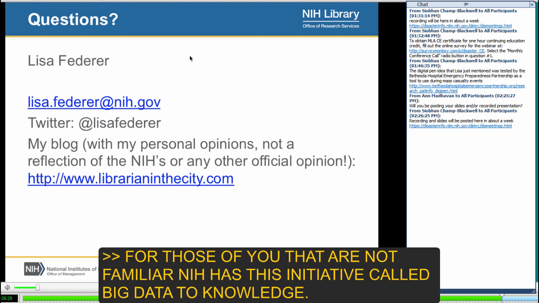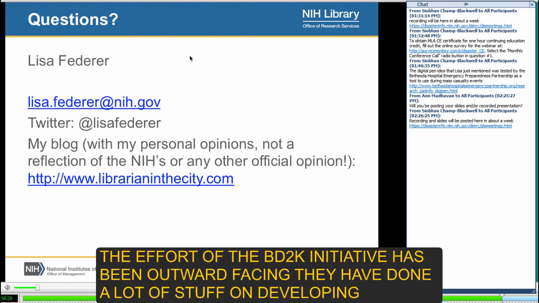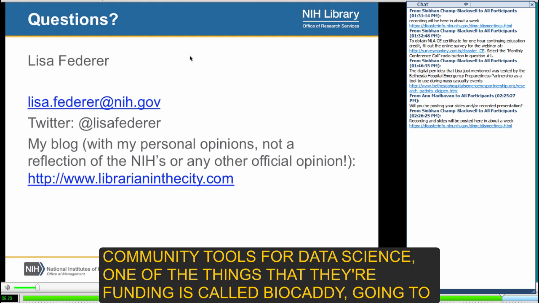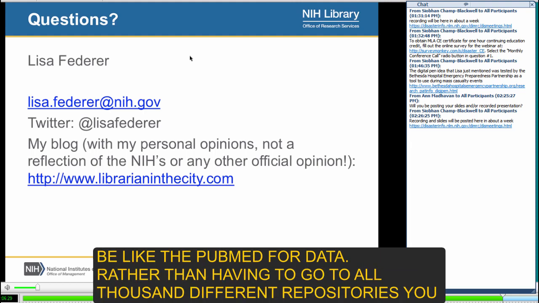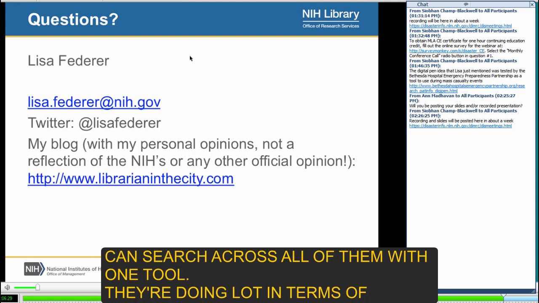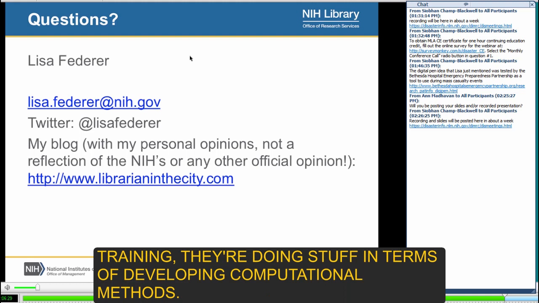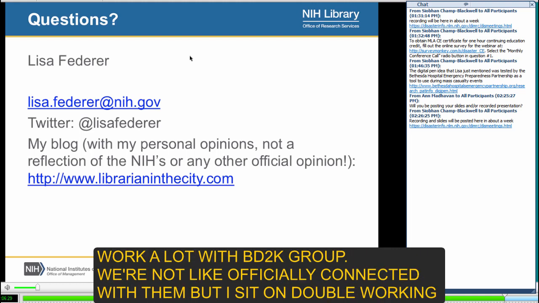They've done a lot of stuff on developing community tools for data science. One of the things that they're funding is called BioCaddie. It's essentially going to be like the PubMed for data. So rather than having to go to all 1,000 different repositories, you can search across all of them with one tool. They're doing a lot in terms of training. They're doing stuff in terms of developing computational methods.